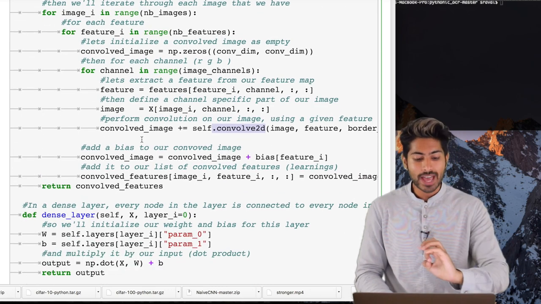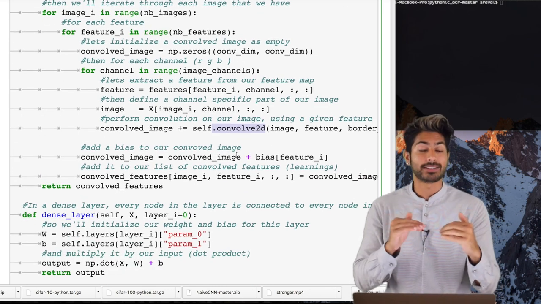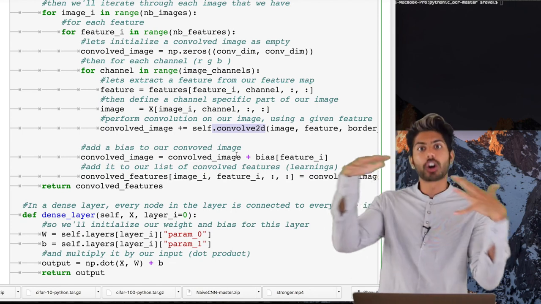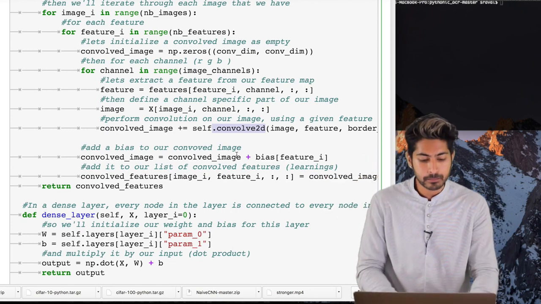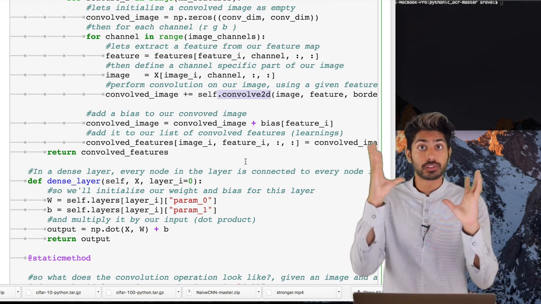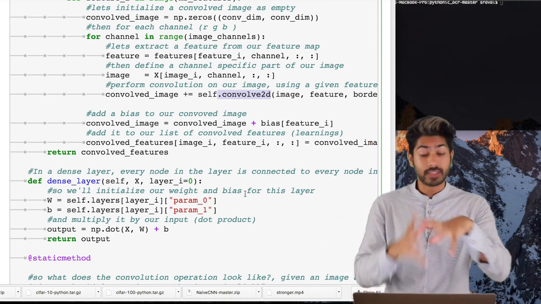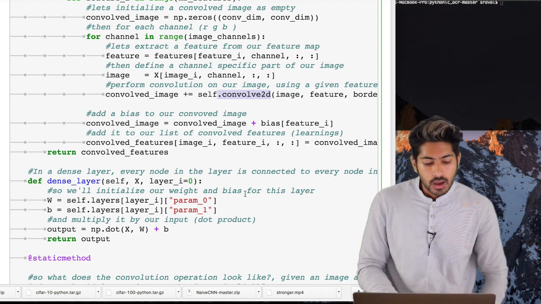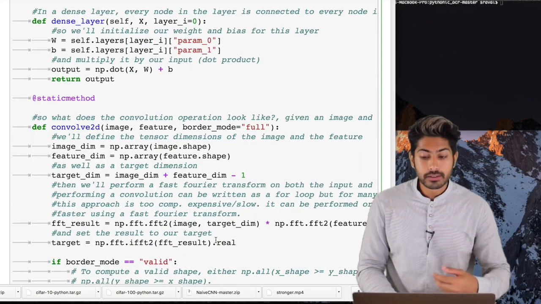So once we have that, we'll add a bias, and a bias acts as our anchor for our network. It's kind of like the y-intercept. It's kind of like a starting point for our model to exist. And then we'll add it to our list of convolved features for this layer, okay? And then we'll return that as our feature map, our set of filter values, our weight matrices. And so let's look at this convolved 2D function.